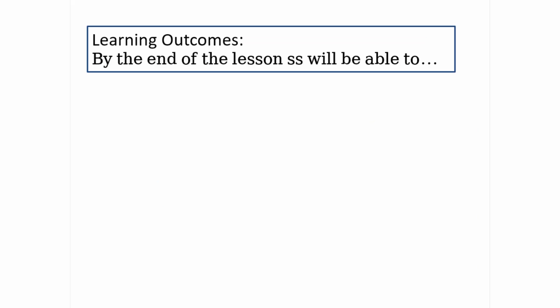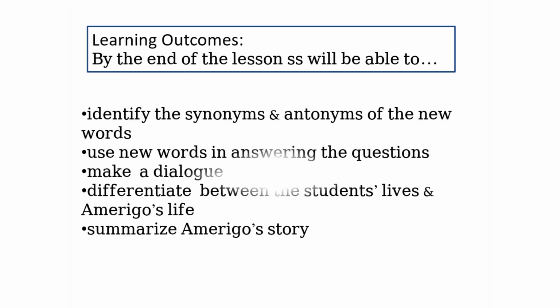And in this class, the learning outcomes, that means by the end of the lesson, students will be able to identify the synonyms and antonyms of the new words, use new words in answering the questions. You will be able to make a dialogue, and you will differentiate between the students' lives, that means your lives, and Amerigo's lives. And finally, you will summarize Amerigo's story.